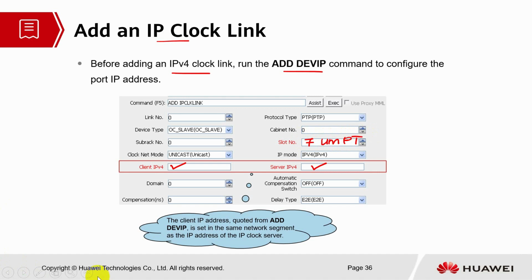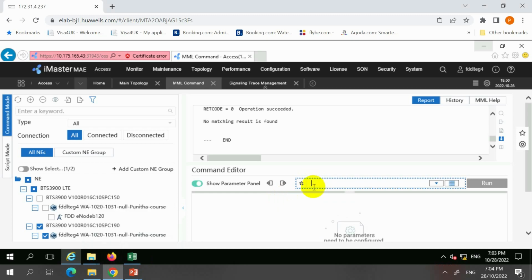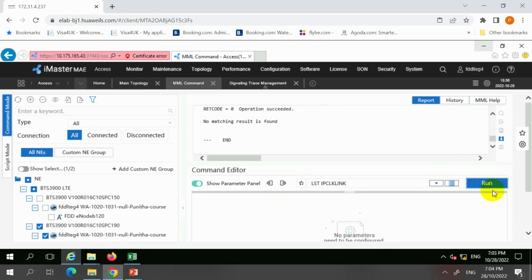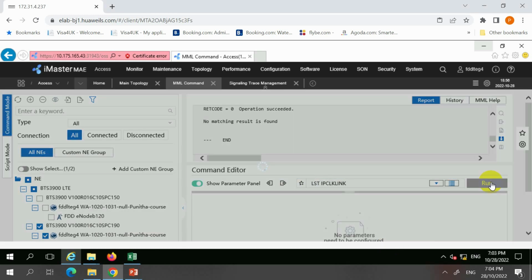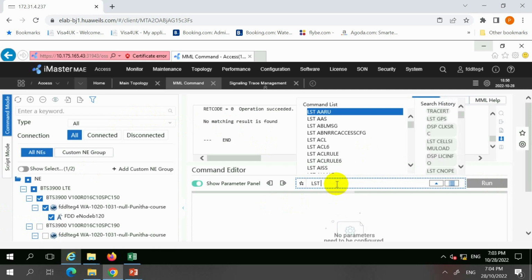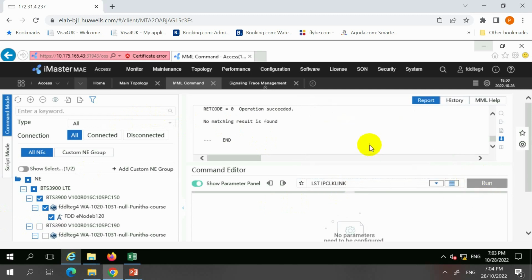Let's look into the lab whether we have an IP clock server or not. I'm going to list the IP clock link. For this particular base station, we don't have one. Let's look into the other one. Both base stations don't have an IP clock link.